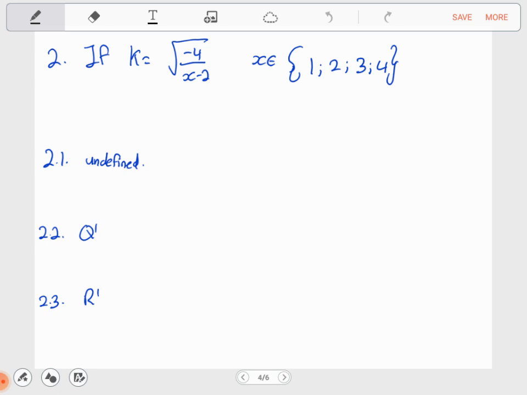The next question, number 2, says if k is -4 over x minus 2, determine the values of x. Right, so this is the possible options of x. Determine the values of x where x is an element of real numbers. The subset of x is 1, 2, 3, and 4. So from those options, we need to know for which values of x will k be firstly undefined, irrational, or non-real.